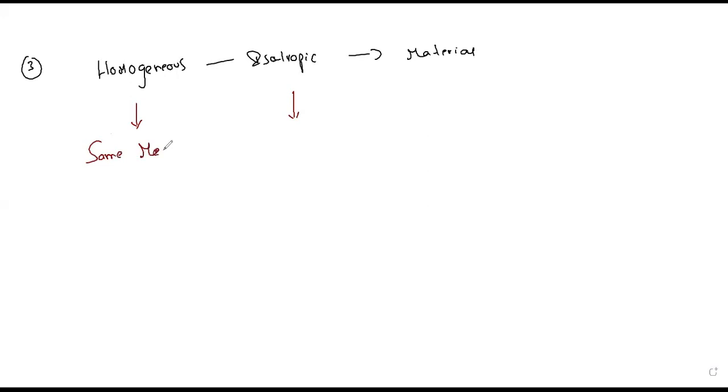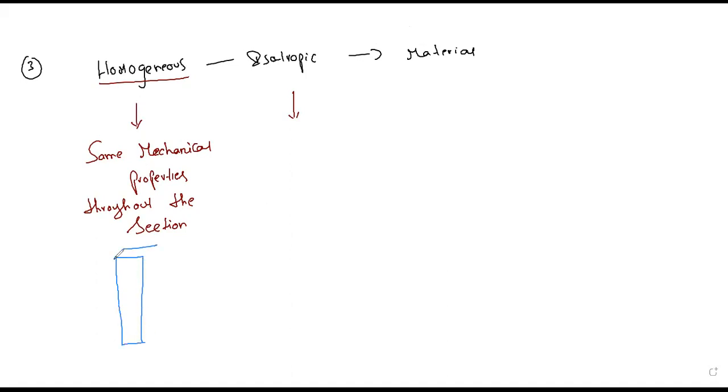Homogeneous means same mechanical properties throughout the section. Very, very important, remember this. What do you mean by same mechanical properties? Let us take a column.